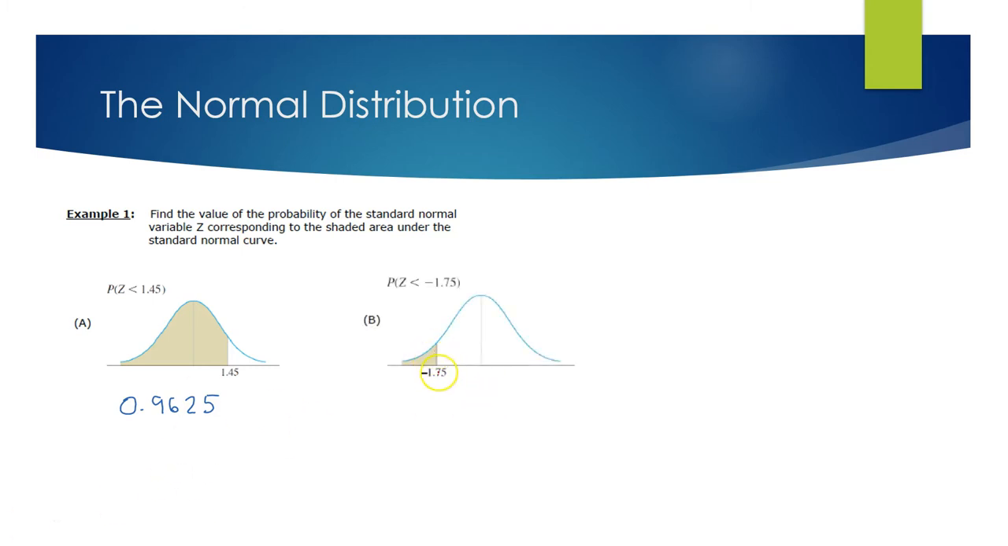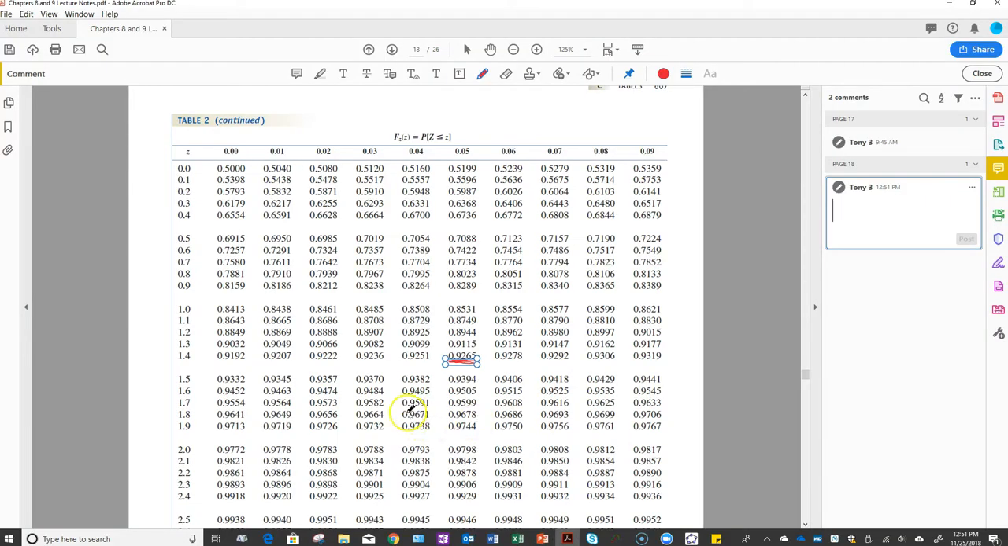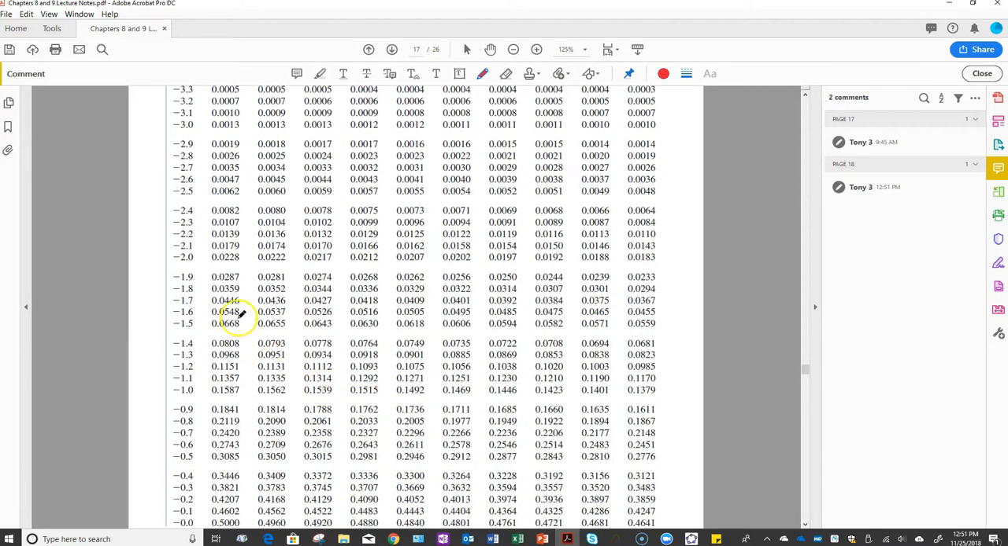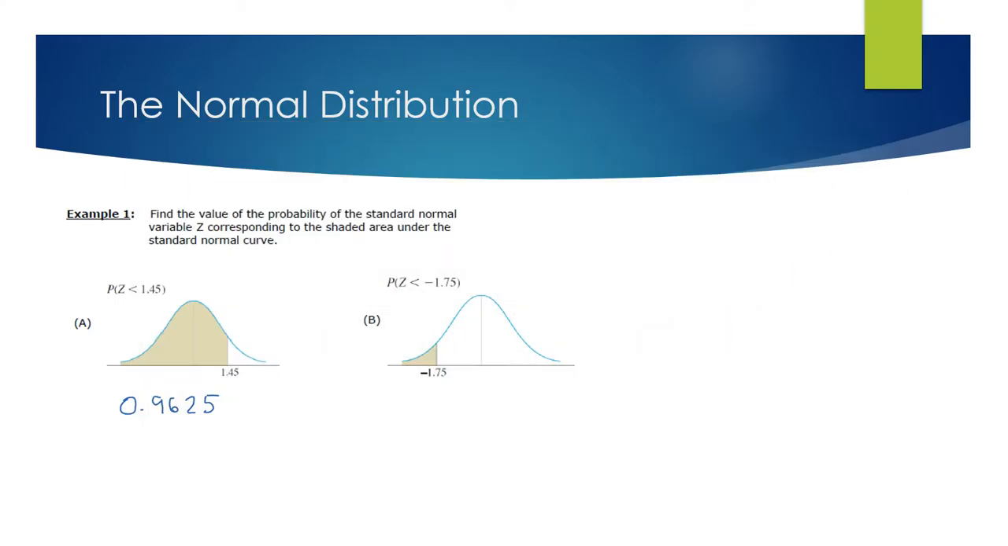The next one is still an area to the left, so this one's pretty easy as well. I just have to look up negative 1.75 on the table. I'm going to go to the row negative 1.7. This is negative 1.70, 1.71, 1.72, 1.73, 1.74, 1.75. So this is the value I'm looking for: 0.0401. So the probability that z is less than negative 1.75 is 0.0401.